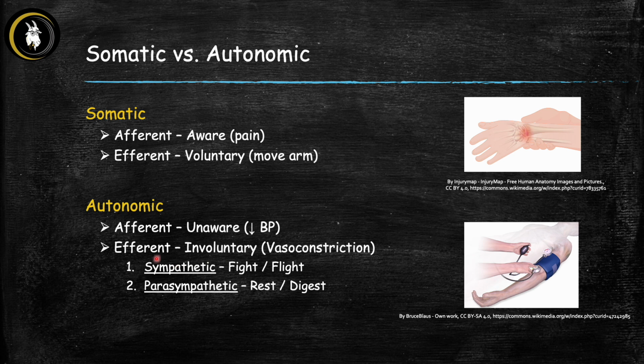And then the final point is that the efferent autonomic nervous system has its own two branches depending on what kind of actions are happening. The fight or flight actions are handled by the sympathetic nervous system. The rest and digest actions are handled by the parasympathetic nervous system. And I have a separate video that covers the autonomic nervous system in detail. I'll link that in the comments.